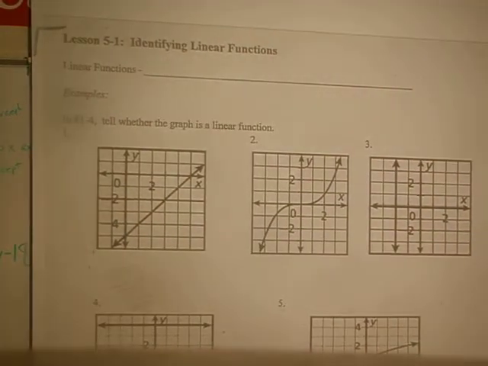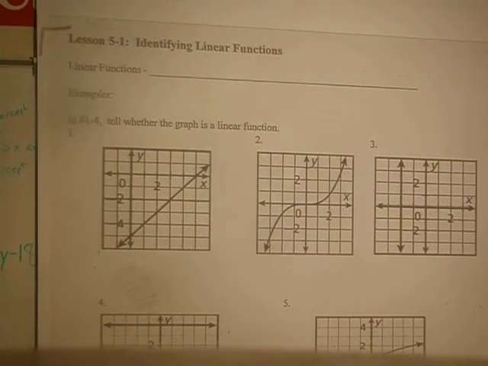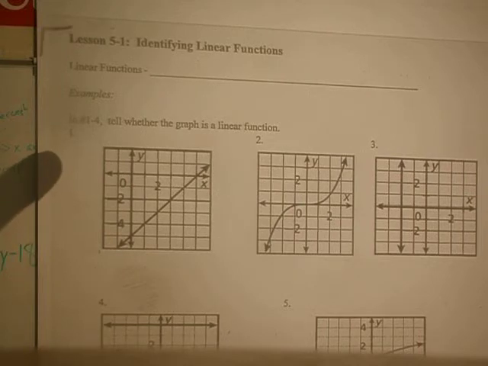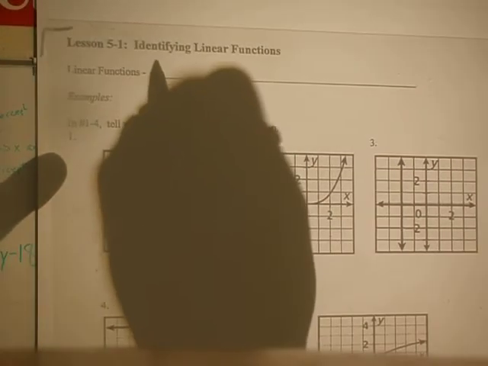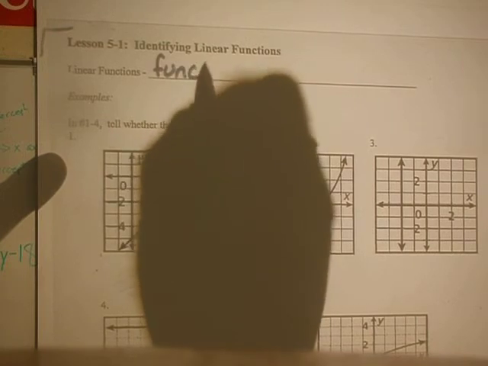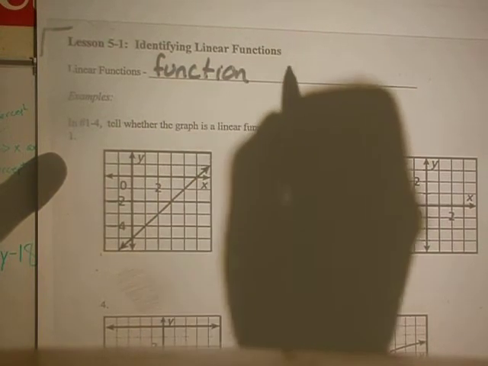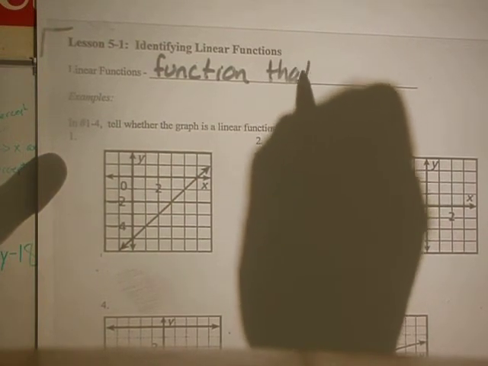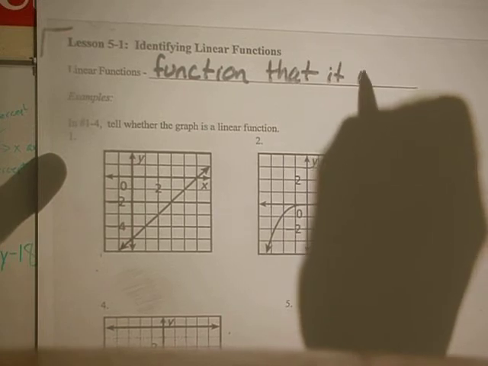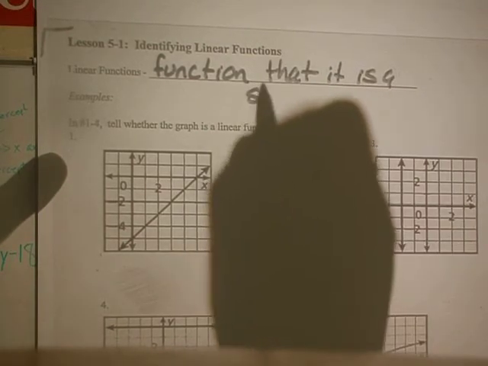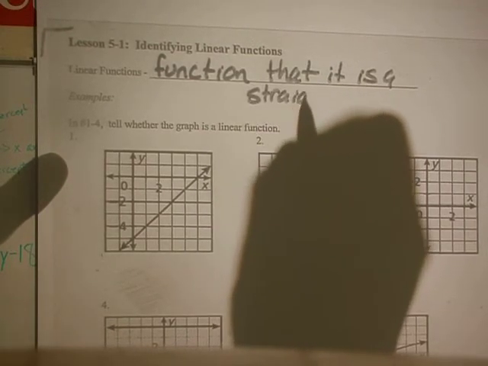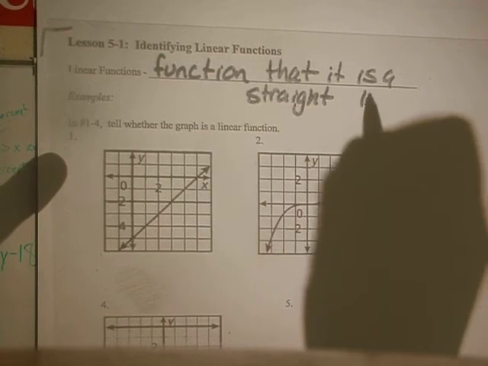Chapter 5, Section 1 is about identifying linear functions. And our first definition is linear function. A linear function is a function that is a line. So it has to be a straight line. And it has to be a function.